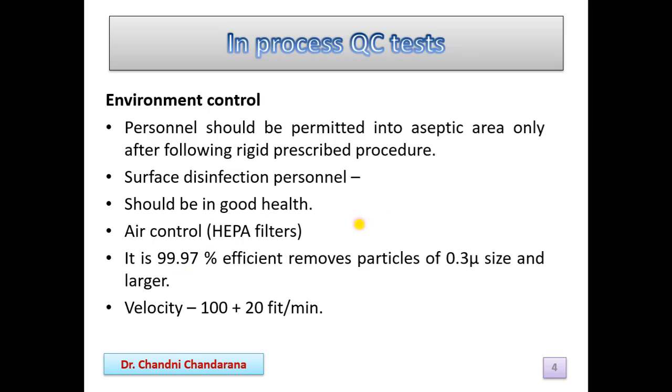Now the next is the environment control test. Here we should control the environment. Personnel should be permitted into the aseptic area only after following the prescribed procedure, for example surface disinfection, and personnel should be in good health. Air control should be there, like a HEPA filter, which is 99.97% efficient, removes particles of 0.3 micrometer size and larger, and velocity should be 100 plus or minus 20 feet per minute.